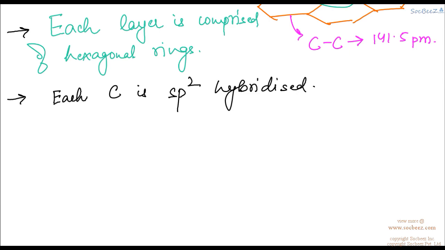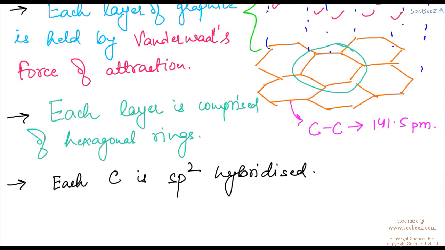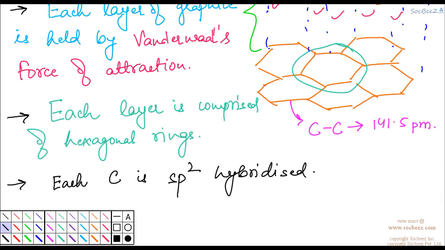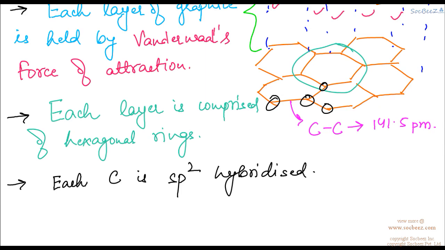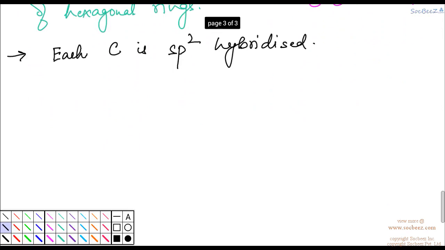Okay, all these carbons are sp2 hybridized. This means that this carbon forms bonds with these three carbons, and the one electron left over here is delocalized in the whole sheet for every carbon. The electron left over here is delocalized in the sheet.